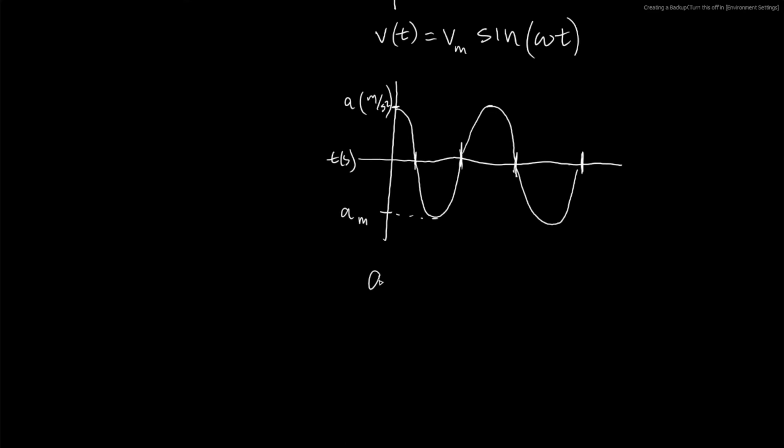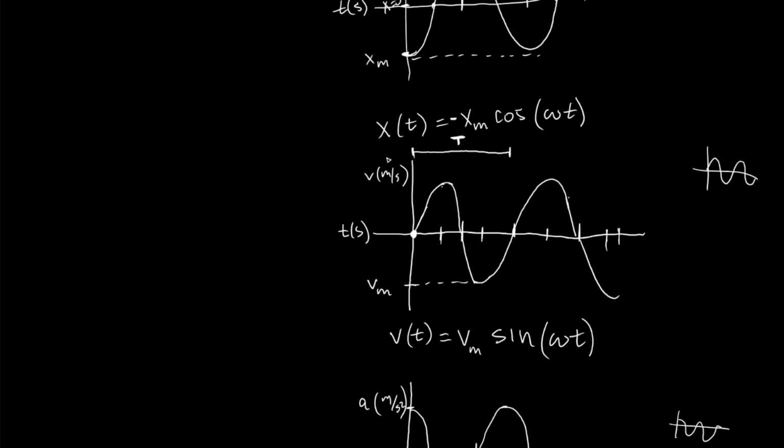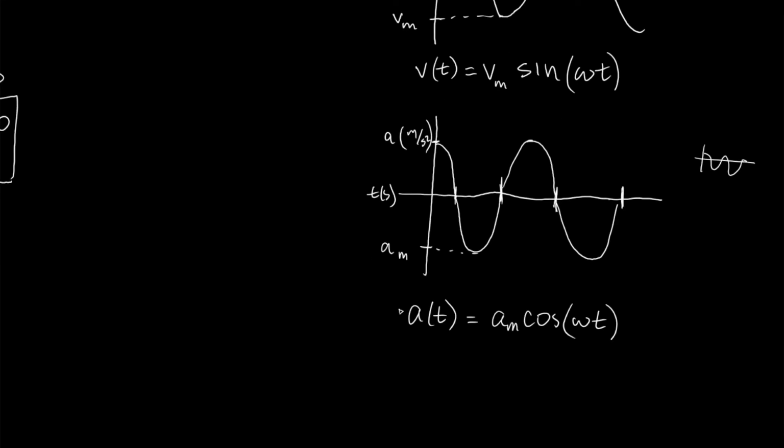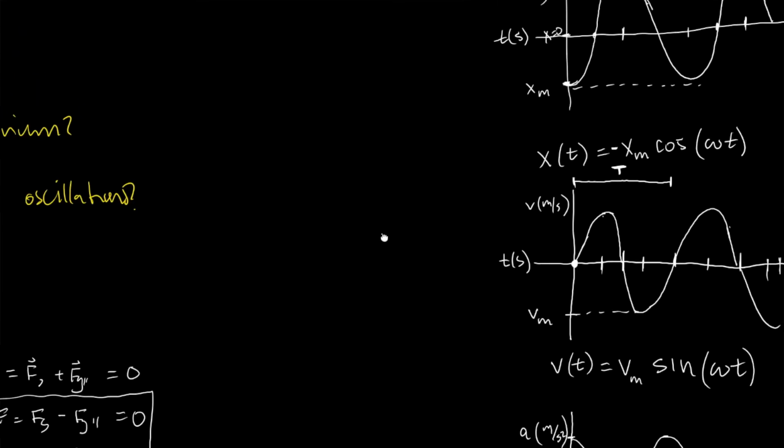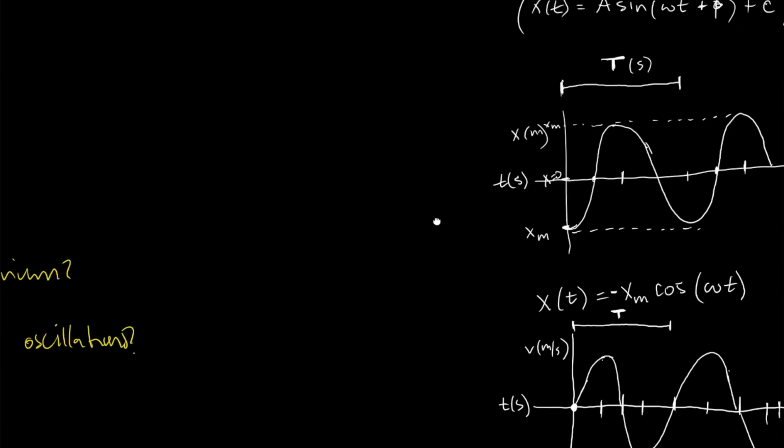And we can write a function for acceleration. A of t is A max for our amplitude. That's a cosine graph. And it's positive because it starts up here. Cosine. And it has the same angular frequency. Now we have three functions for position, velocity, and acceleration. We can relate those in the way that we drew them.